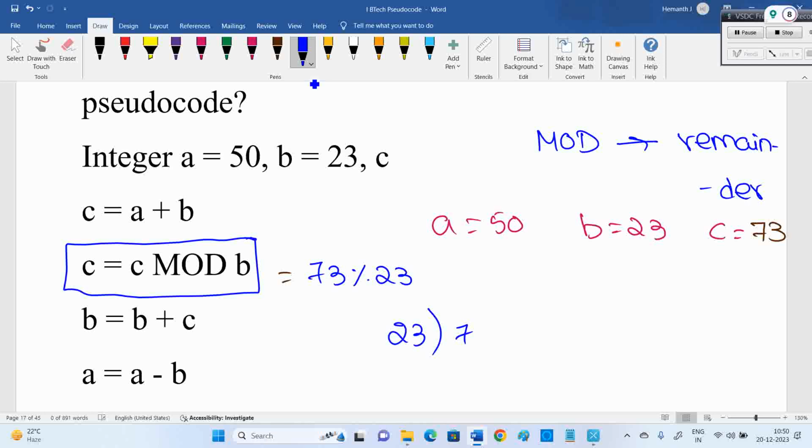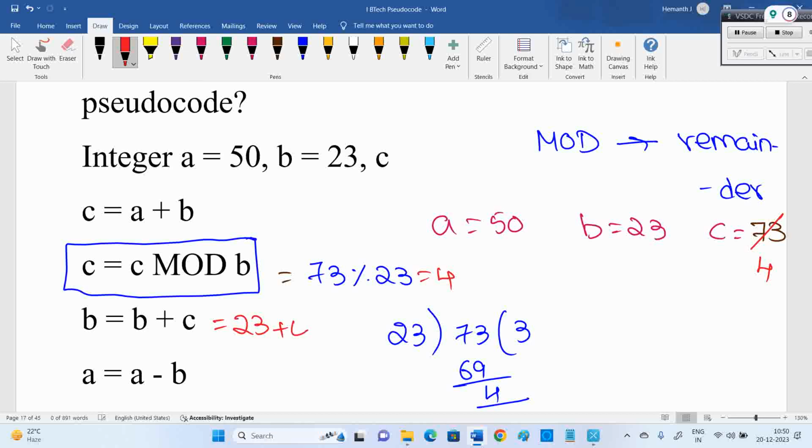We want the remainder there, not 3. So now C is updated to which value? 4. Instead of 73, now it becomes 4. Next, what is given? B equal to B plus C. B is already 23. Now C is 4, not 73. Use the updated value. So B equal to 23 plus 4, which is nothing but 27.